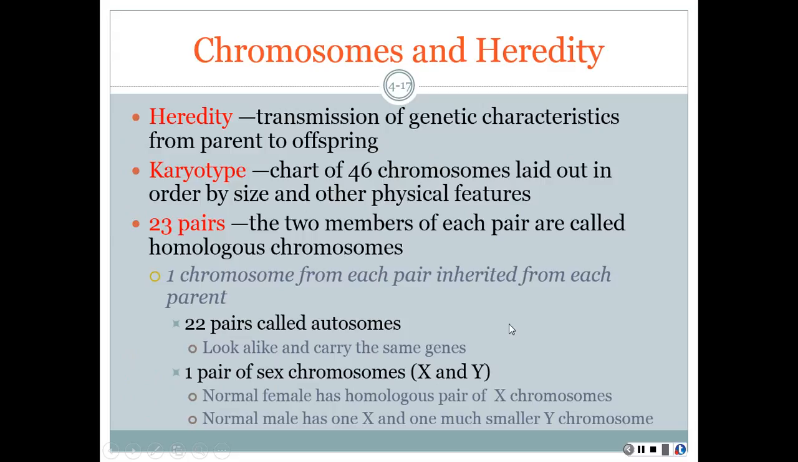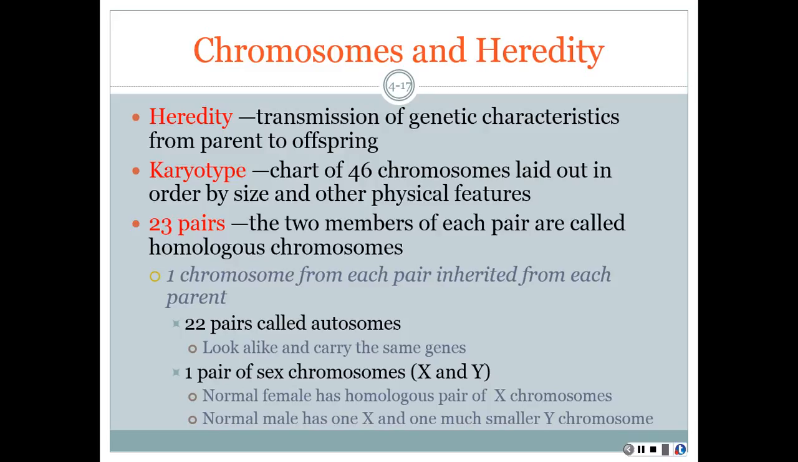Now, heredity is the transmission of genetic characteristics from the parent to the offspring. Now, karyotype is a chart of chromosomes arranged in pairs and by size and other physical characteristics, which you see in your textbook, I believe, on 131, 132. Yes, 131, 132. You see it in your textbook, figure 4.17.